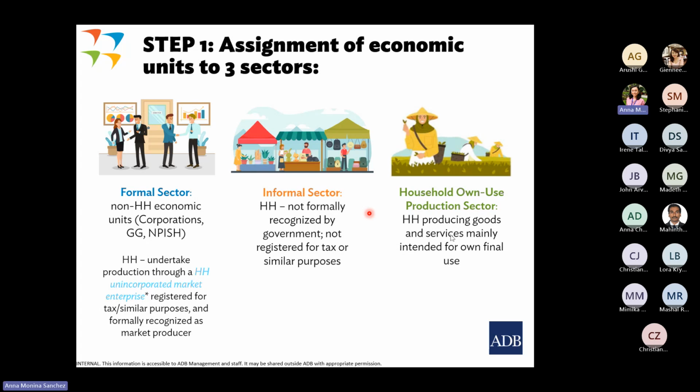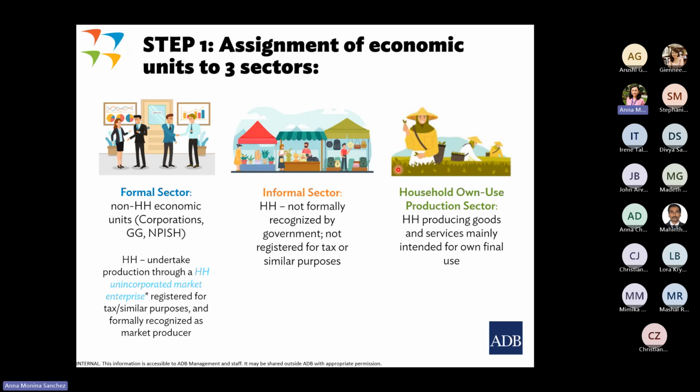Okay. Informal sectors, so there are households here that are assigned to the informal sector as long as they undertake production through a household unincorporated market enterprise that is not formally recognized by government authorities by not being registered for tax or similar purposes. And then we have the household own use production sector. These are also households that produce goods and services, but these goods and services are mainly intended for own final use and are assigned to the household own use production sector. So what they produce is what they consume.